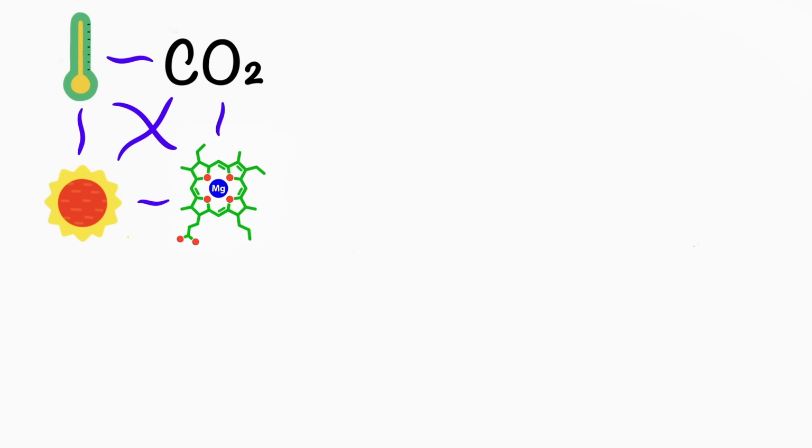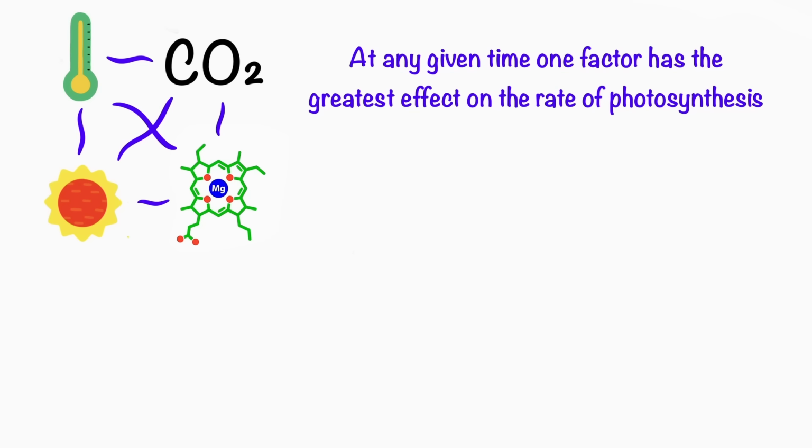These limiting factors don't work in isolation. They interact with each other. At any given moment, one factor will be the limiting factor. This is the factor that, if changed, would have the greatest effect on the rate of photosynthesis.